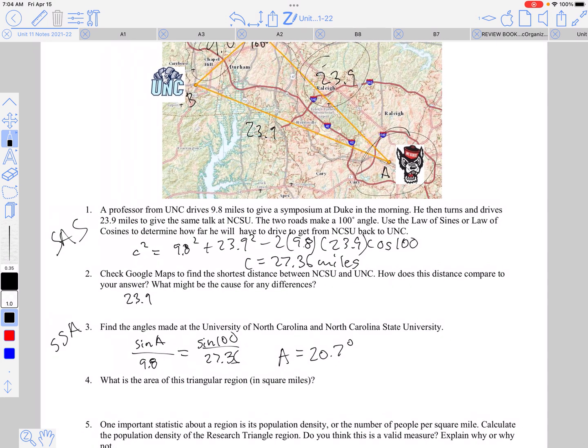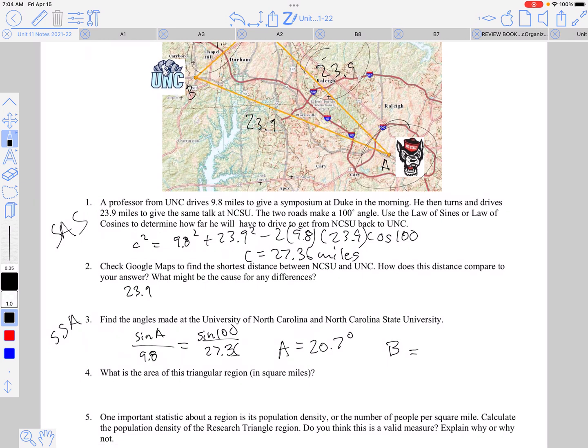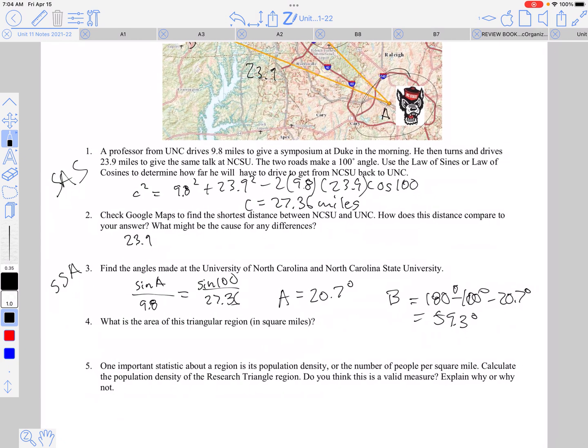Then to find B, I'm actually not going to do any law of sines or law of cosines. I'm just going to do 180 minus 100 minus 20.7 degrees. Those are all degrees. And I will get B is 59.3 degrees, so the angle that UNC makes.